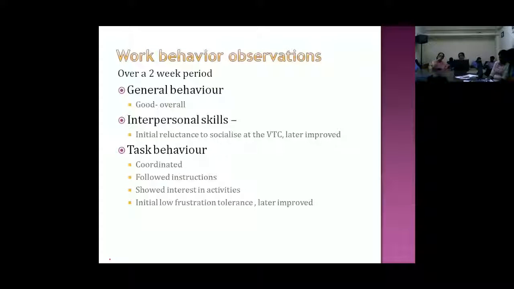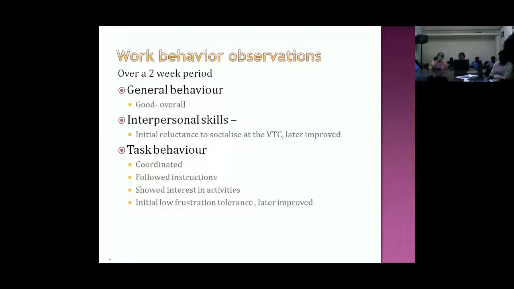This is a level 1 activity which involves simple tasks requiring the ability to learn simple instructions and perform in a sequential manner. He was initially noted to be restricted in his socialization with others in the BTC. This improved later in the 2-week period of time. His task behavior was coordinated. He was able to follow the instructions and showed very much interest towards the activities given by the therapist.